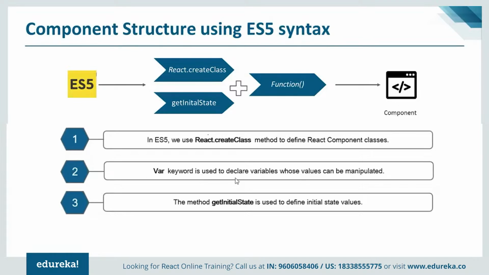The var keyword is used to declare variables whose values can be manipulated. This is a very important point to note here: in ES5, we are using var, which works as a global declaration of the variable. And then the third one is the method used to define the initial state values. So we can get the initial state in the getInitialState method.